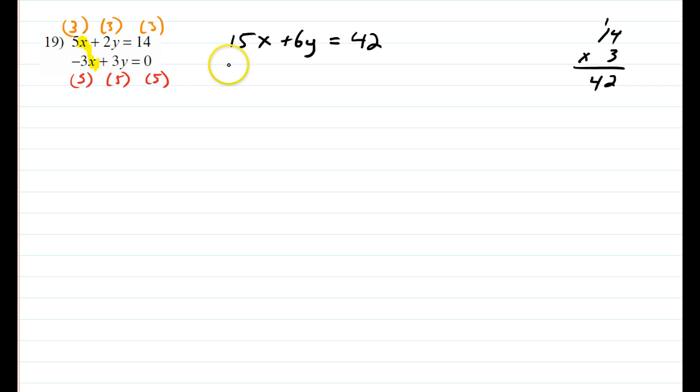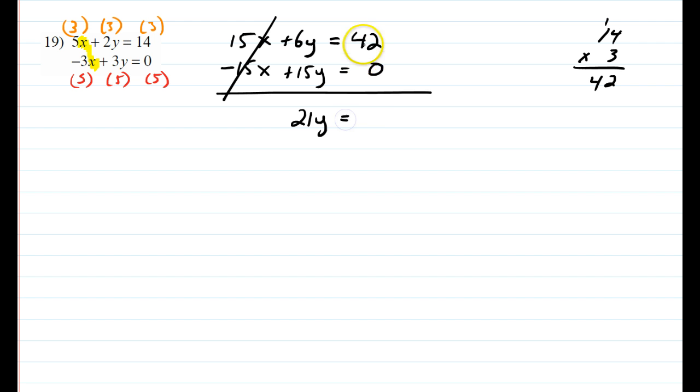Now the bottom gives us negative 15x. So now you can see we have those opposites. 3 times 5 is 15y. And 0 times 5 is just 0. So now when I add them together, these go away. So I get 21y. These add to 42. Divide both sides by 21. And I get y equals 2.